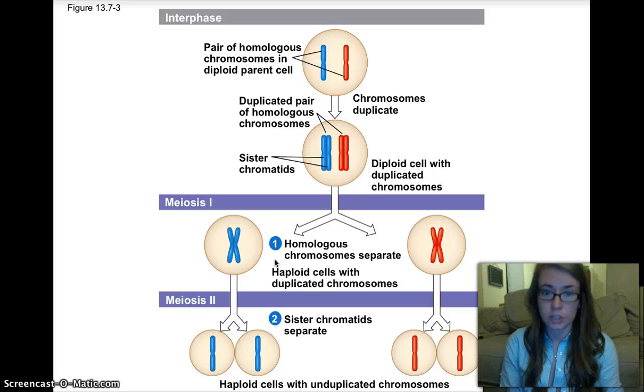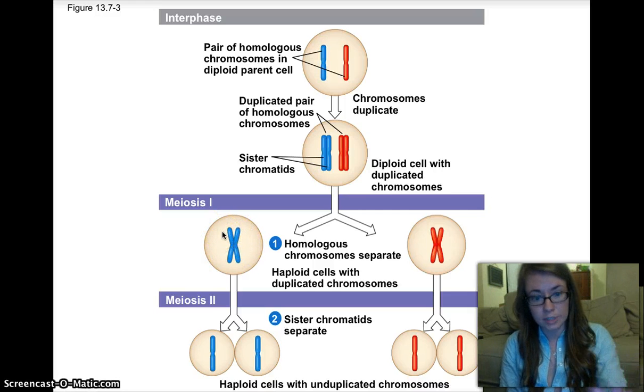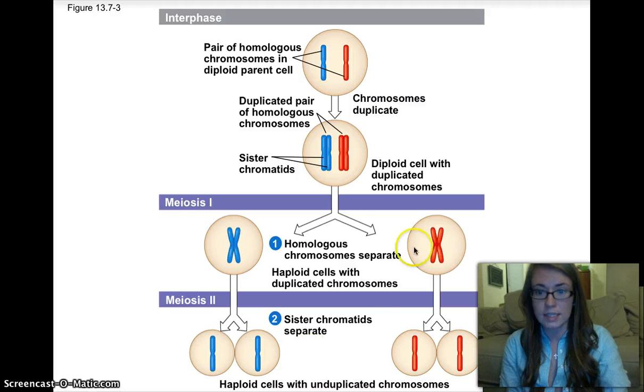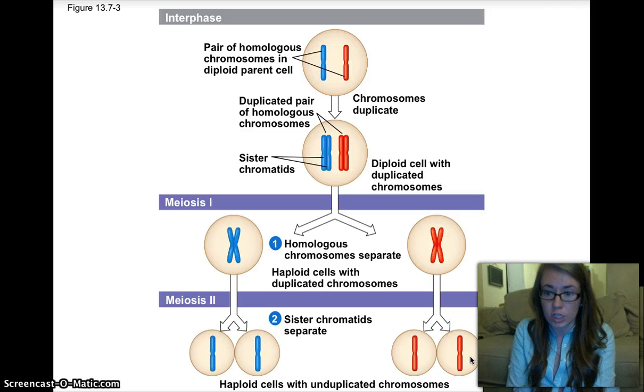Then we go into meiosis 2, and we separate the sister chromatids just like we did during mitosis. So here's the identical copies of the genetic information from your dad. They get pulled apart during anaphase. Over here from your mom during anaphase. So now we have haploid cells with unreplicated chromosomes. So you have 1 copy of each gene in each of the daughter cells during meiosis.